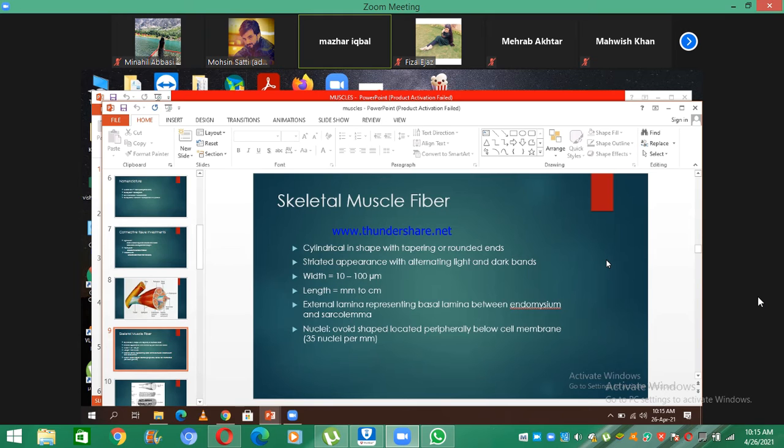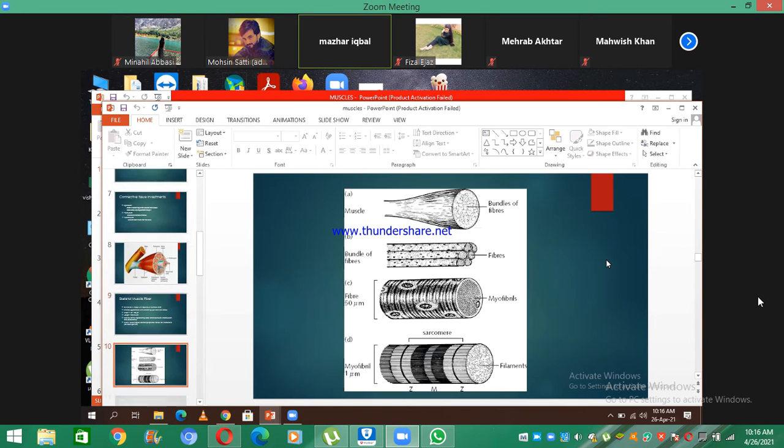The external lamina, representing the basal lamina, lies between the endomysium and the sarcolemma. So the basal lamina is present between the endomysium and the sarcolemma. Each muscle fiber has three coverings: above the sarcolemma there is a basal lamina and then the endomysium. The nuclei are ovoid shaped, located peripherally below the cell membrane, and there are about 30 to 35 nuclei per millimeter. So each muscle fiber has many nuclei. You know that nuclei are the source of power. As muscle fibers need much more power for contraction and relaxation, that's why the nuclei are much more numerous in the skeletal muscle.